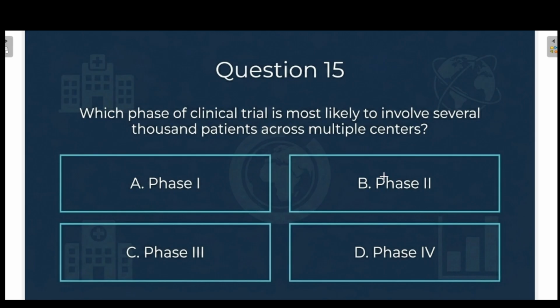Next question. Which phase of clinical trial is most likely to involve several thousand patients across multiple centers? Option A phase 1, option B phase 2, option C phase 3, or option D phase 4. So the correct option is option C, phase 3.